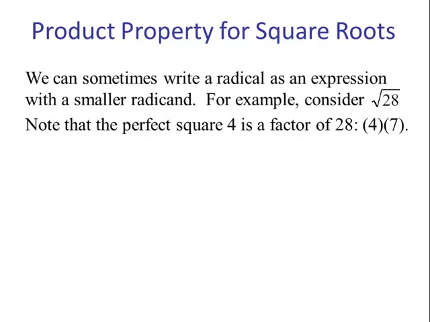We can sometimes write a radical as an expression with a smaller radicand. For example, consider the square root of 28. Note that the perfect square 4 is a factor of 28, because 4 times 7 gives me 28. So we can write the square root of 28 as the square root of the product of 4 and 7, use the product property to split the square roots up, and finally take the square root of 4, and we get 2 times the square root of 7. So the radicand is no longer 28, it is 7.